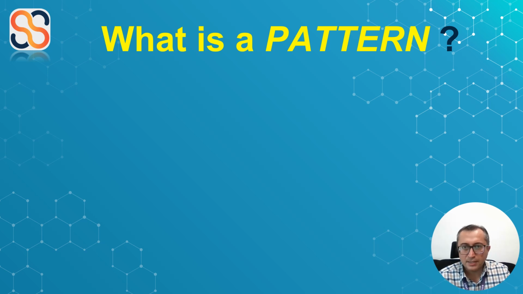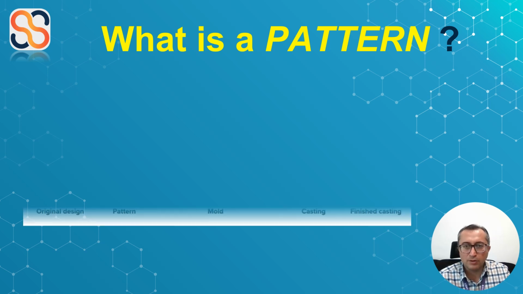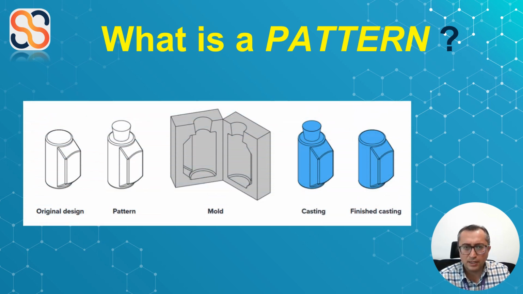A pattern is essentially a model or replica of the object we want to cast. It gets placed in molding sand and we carefully pack the sand around it. Once the sand is packed well, we pull the pattern out, creating a cavity in the mold. So you can think of a pattern as a tool used to form a mold.